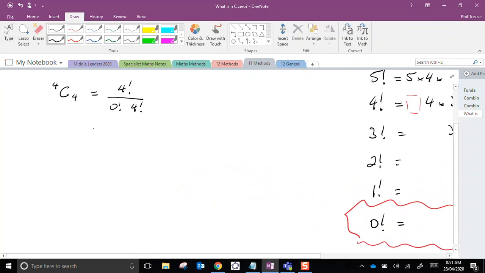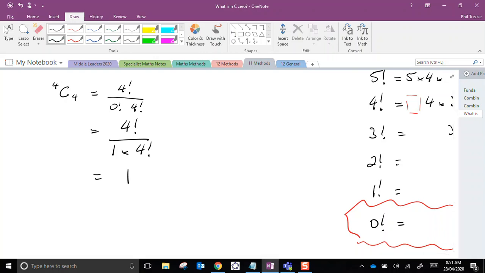Now that's an unexpected but very important result, because when I come back over to here, I obviously do not want to have a scenario with my combinations where I'm dividing by nothing, because that's terrible. 0 factorial is 1. So 4C4, how many ways can you choose 4 things from a group of 4 objects? Well, it turns out to be 4 factorial over 4 factorial, which is 1. There's only one way to choose 4 objects from a group of 4 things. You select all of them.